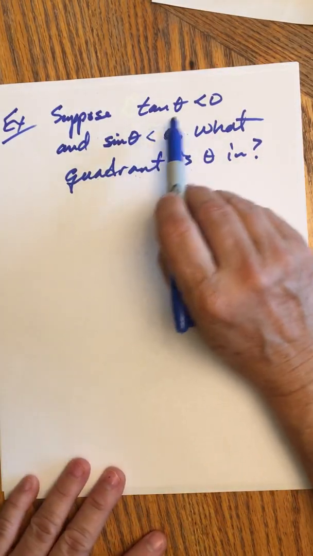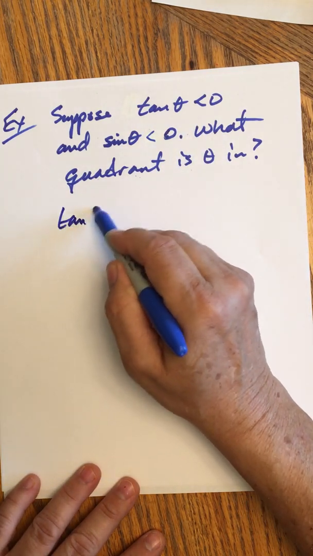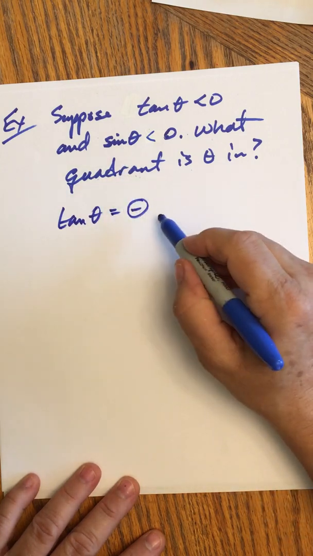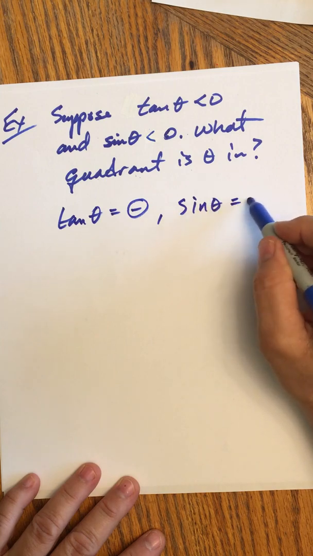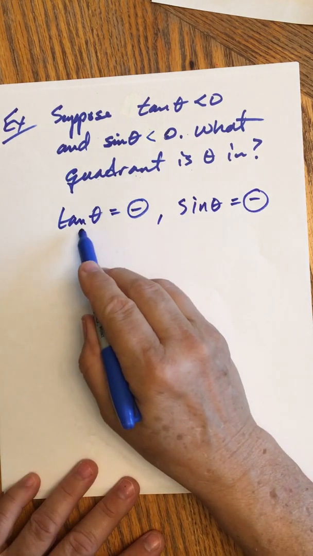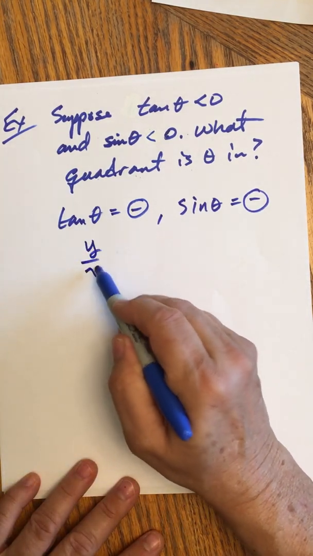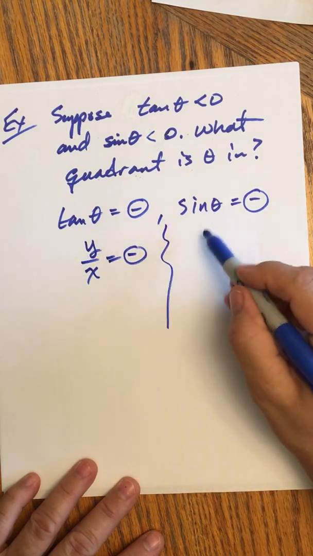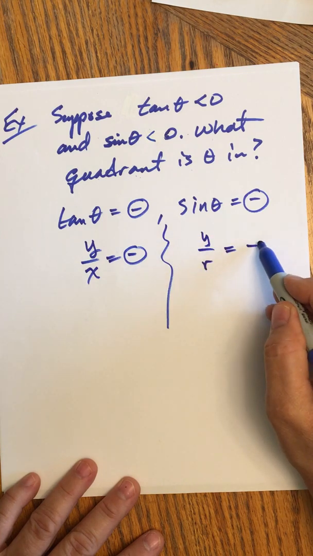Okay. And last example, suppose you have the tangent of an angle theta is negative, right? So tangent is negative, and sine of that same angle is also negative. In what quadrant is that angle? All right, so tangent and sine, you've got to know the definitions of both of them. So here we have y over x is negative, whereas here for sine we have what? Y over r is negative.